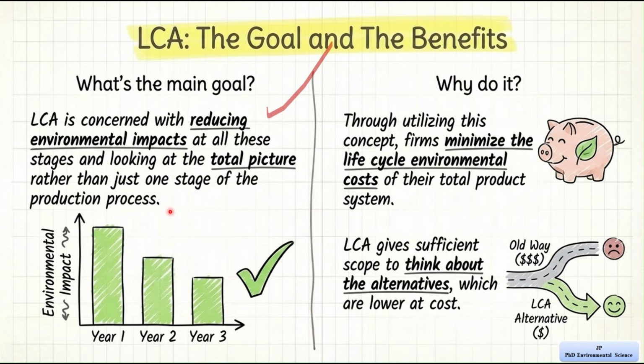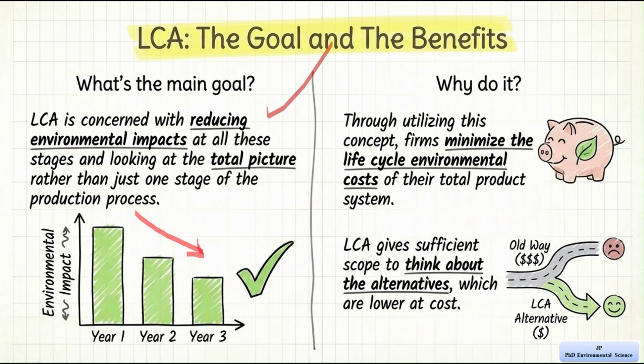For example, think about a plastic bottle. It is made in a factory, then transported, then used, and finally thrown away. If we reduce pollution only in the factory but ignore the plastic waste after use, the environment is still harmed. So LCA tells us to look at the complete picture, not just one part. In the graph you can see it shows the environmental impact is reducing over time. Means when we apply LCA, we keep improving and reducing damage step by step.